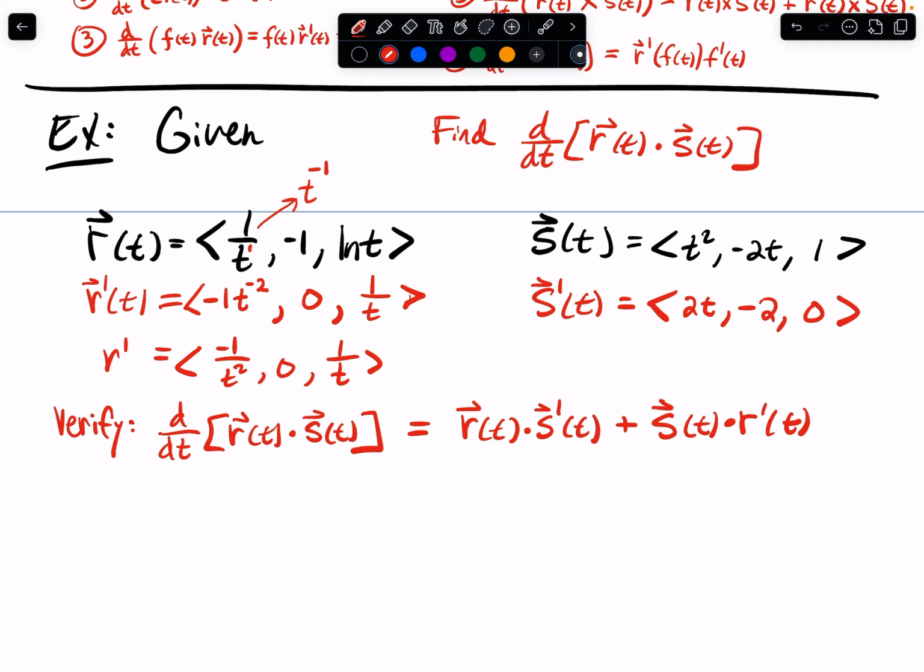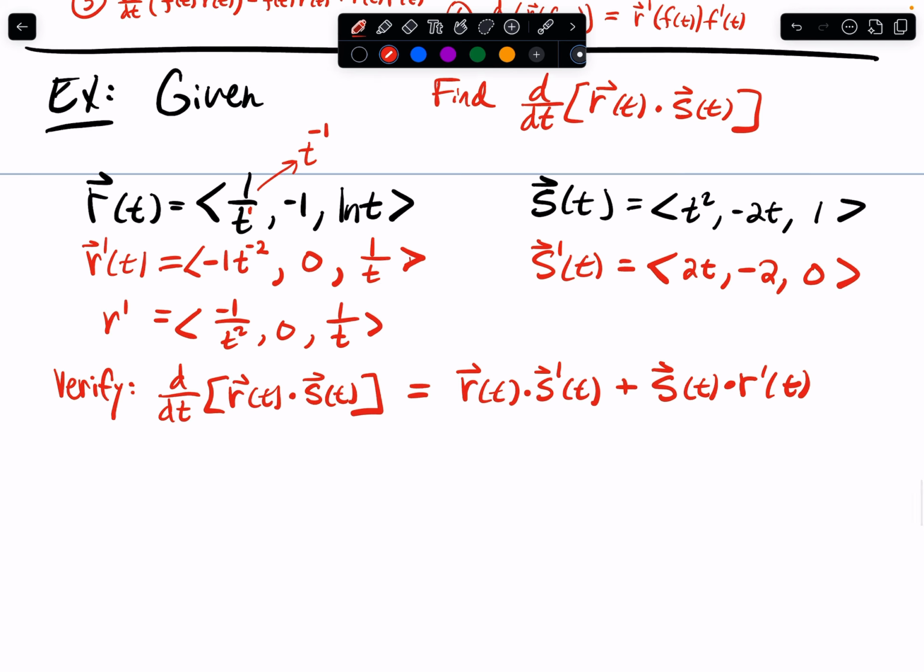So, to do this, I've already got the pieces. I can do this side here by just plugging in R of t is 1 over t, comma, negative 1, comma, ln t, dotted with S prime of t, which is 2t, negative 2, 0. Okay.